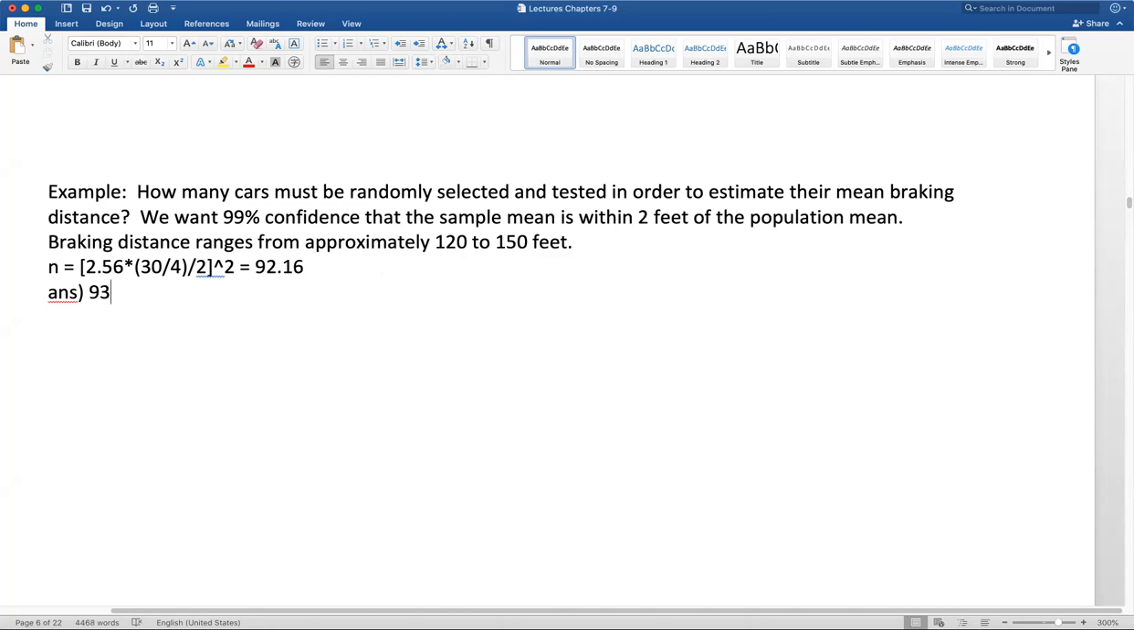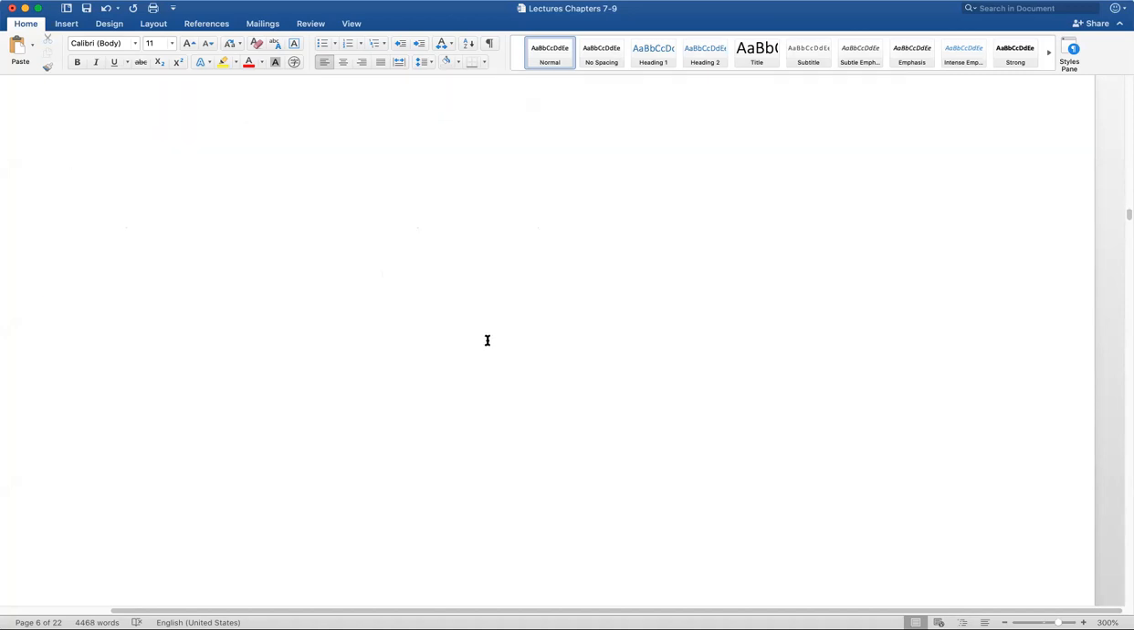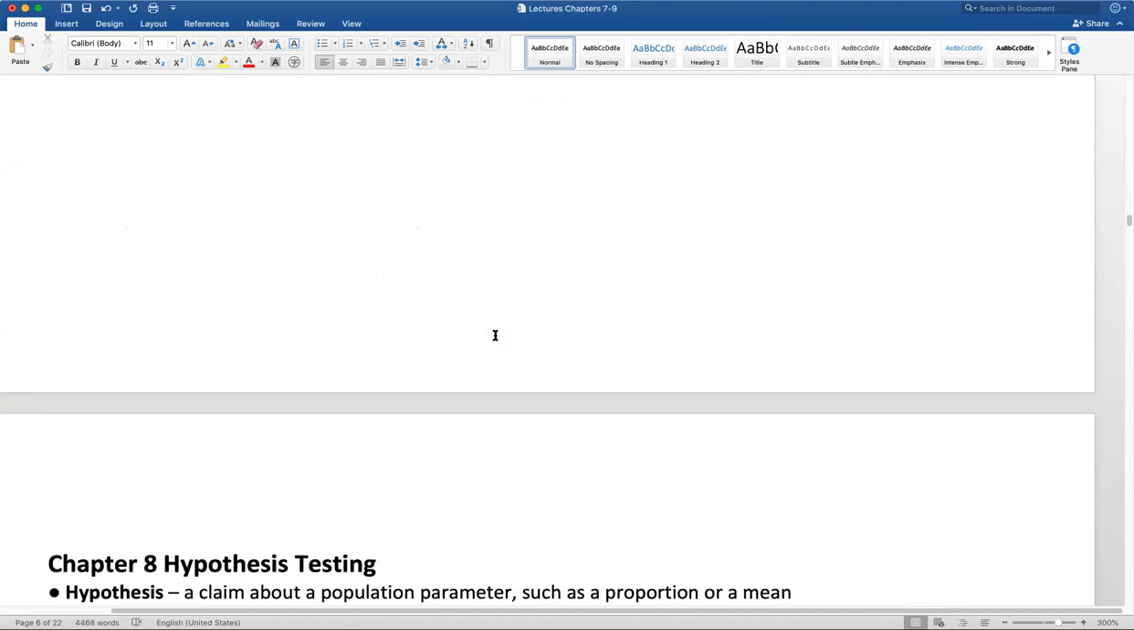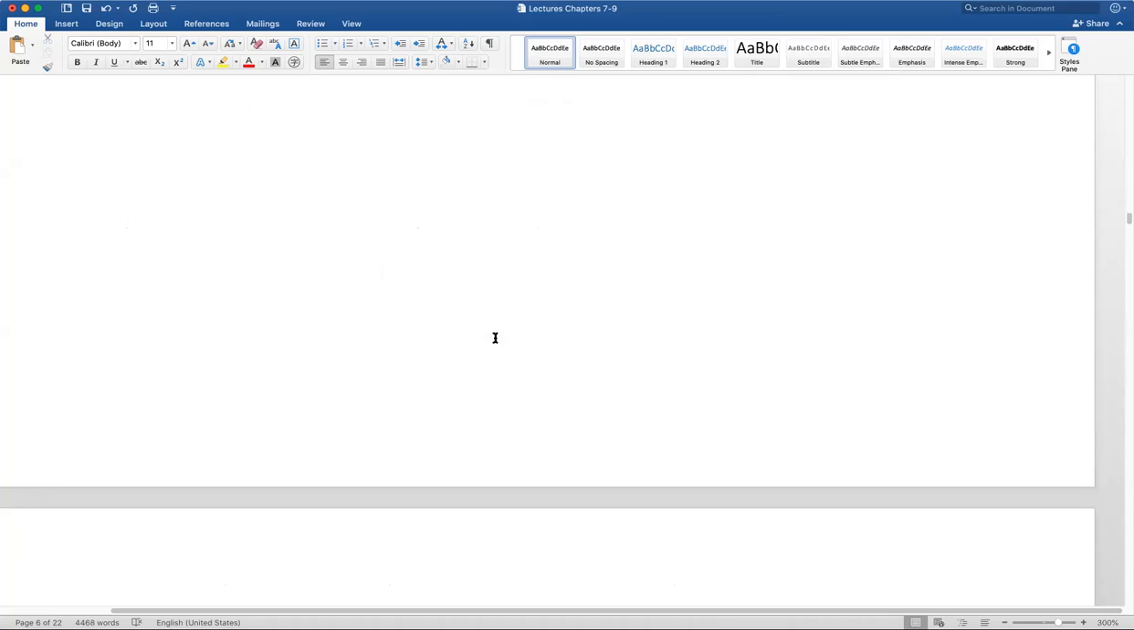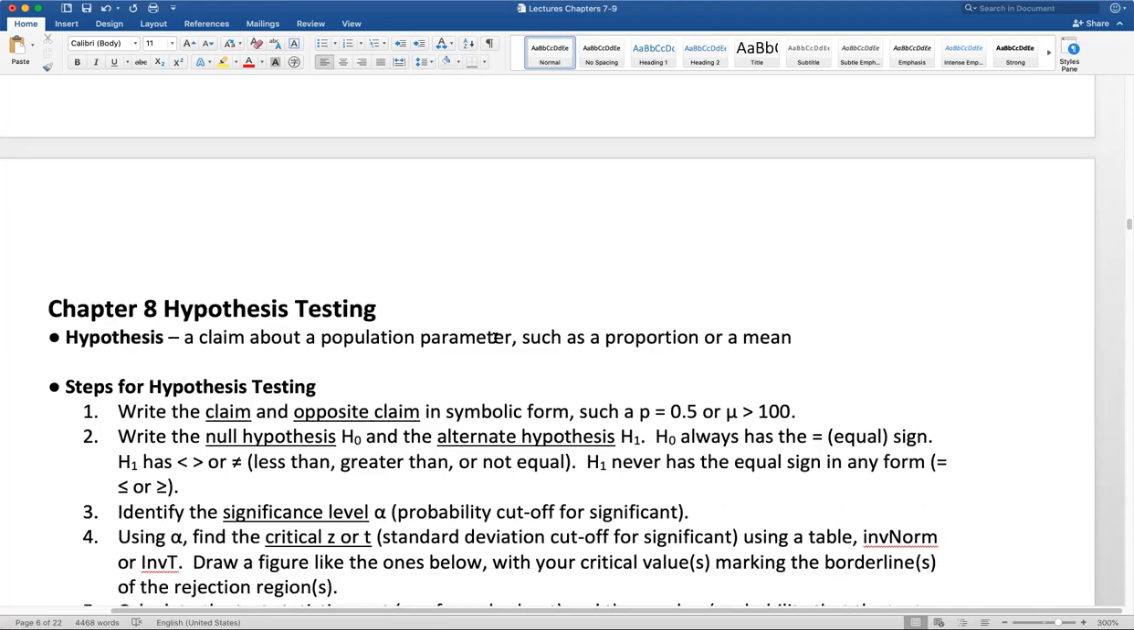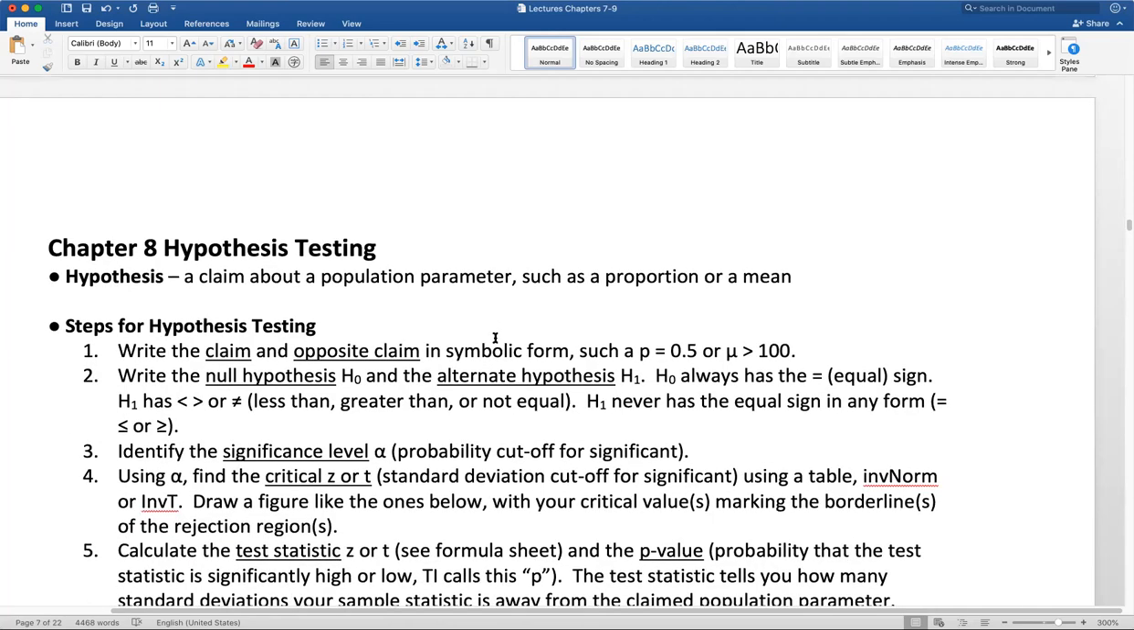Okay, so that's all about section 7.2. I'll skip the other sections in chapter 7. Next time I'm going to cover chapter 8, hypothesis testing. Okay, that's the next topic in inferential statistics. Okay, let me stop here.